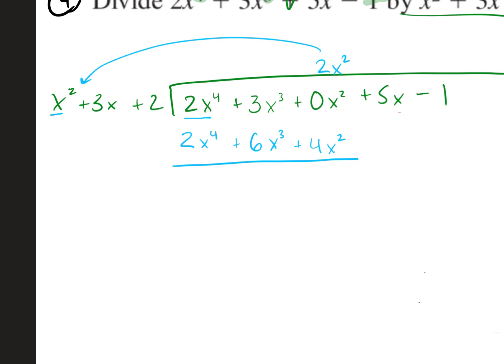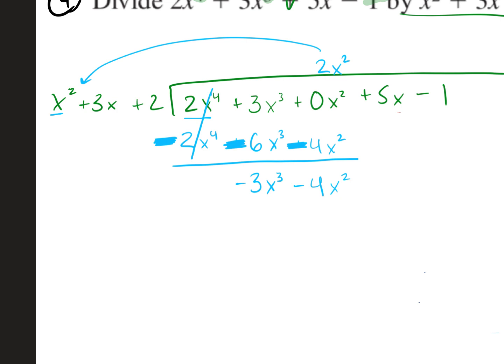Step 3 is to change the signs and combine. So this becomes a negative 2x to the 4th power, negative 6x cubed, and negative 4x squared. Combine them together. Our first terms cancel. 3x to the 3rd power minus 6x to the 3rd power would be negative 3x cubed. And 0x squared minus 4x squared, 0 minus 4, would be negative 4x squared.